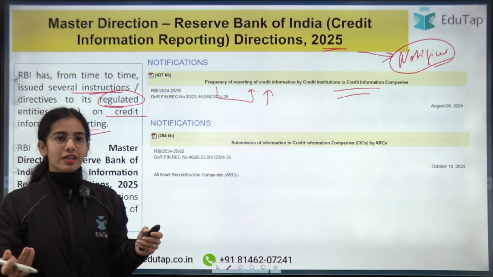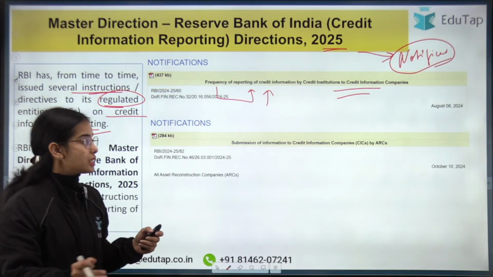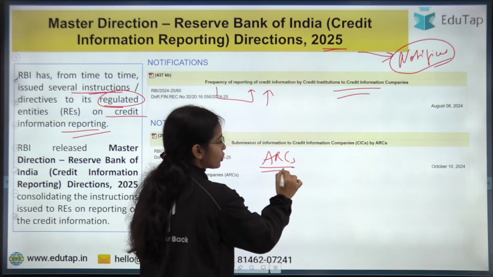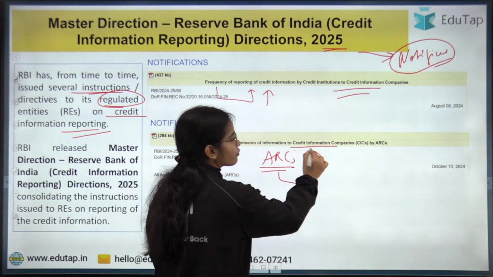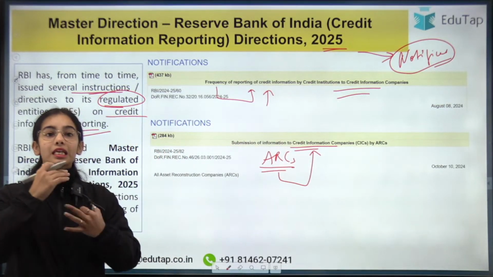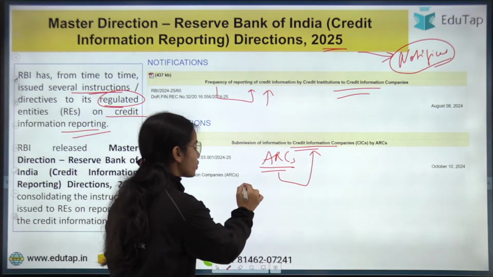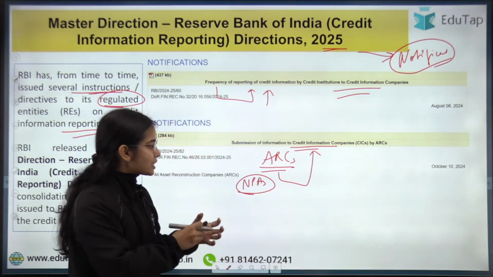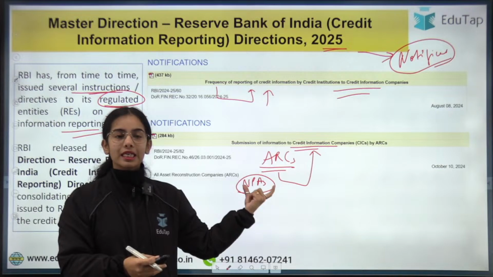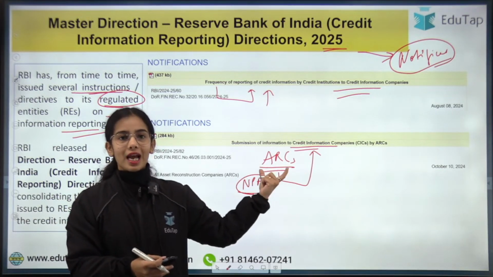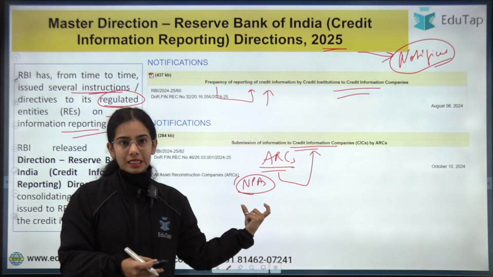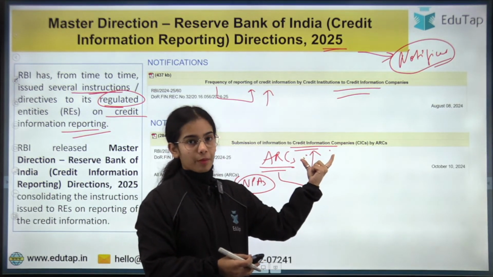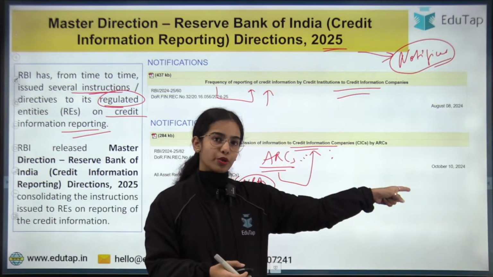Then there were directions released for the credit information companies that the asset reconstruction companies should also submit their data to the credit information companies, because asset reconstruction companies take over the non-performing assets of the banks. These are also loans, because non-performing assets are non-performing loans. So ARCs are connected with non-performing assets, and they should also provide the information to the credit information companies. These guidelines were released in October 2024.